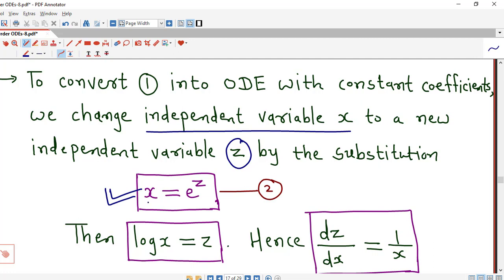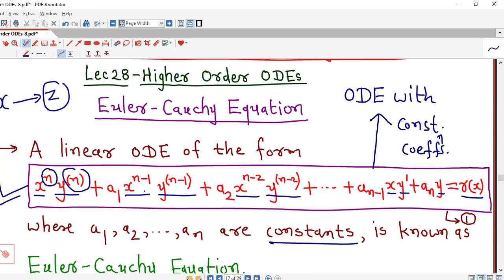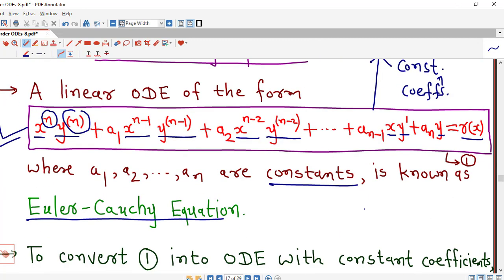If we take logarithm on both sides, we have log x equal to log of e raised to z, that is z, and we will require this derivative, dz by dx is 1 by x. So we will remember this substitution. We will change the independent variable from x to z by the substitution x equal to e raised to z. Now all these derivatives, y dash, y double dash up to the nth derivative, are with respect to x. Y dash means dy by dx.